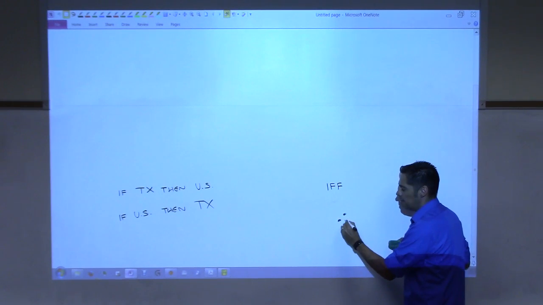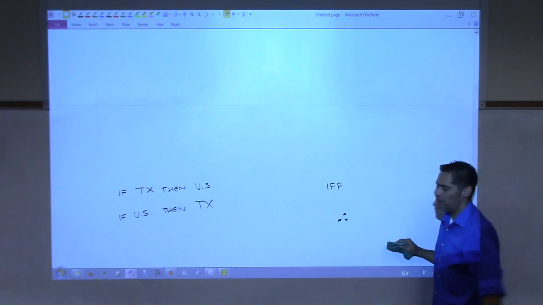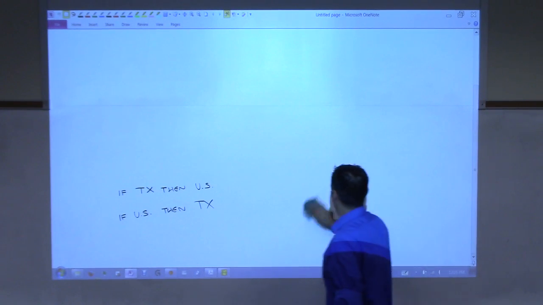The dots, oh, that's "therefore." Therefore. Okay, there's a bunch of different notation for math. All right, we won't get into that.